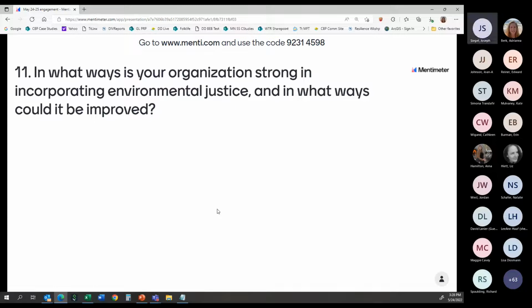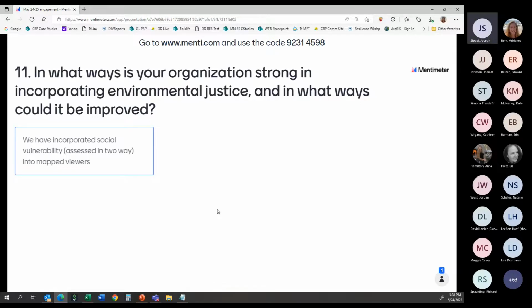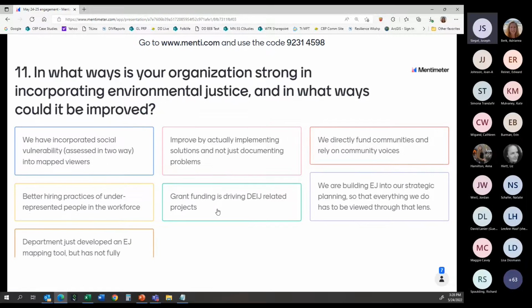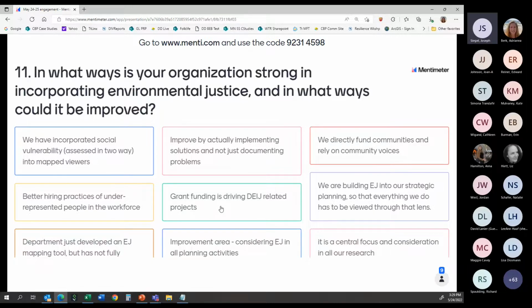So in what ways is your organization strong in incorporating environmental justice? How's your organization doing a great job of that? In what ways could it be improved? Okay, one organization has incorporated social vulnerability into mapped reviews. We could improve by actually implementing solutions and not just documenting problems.